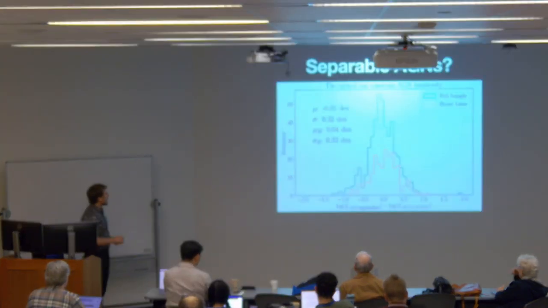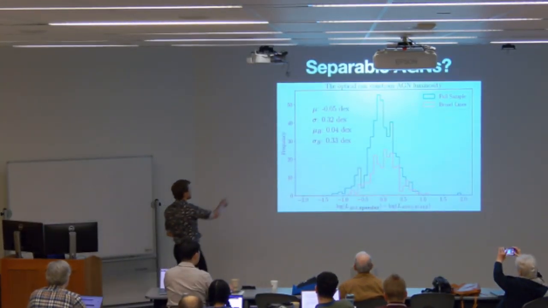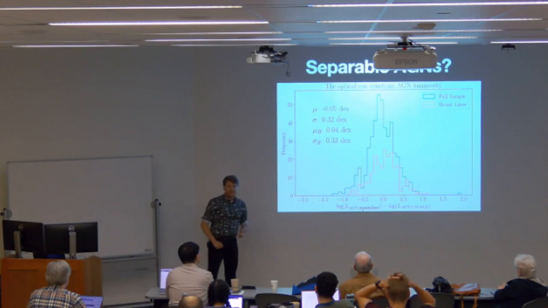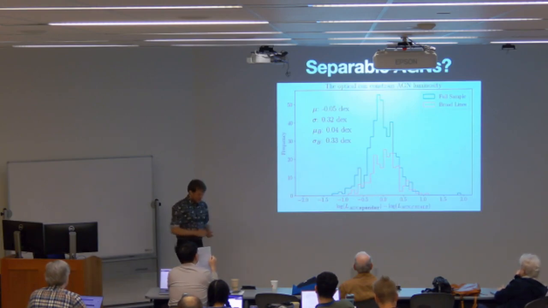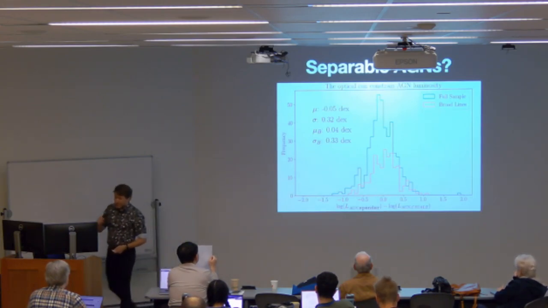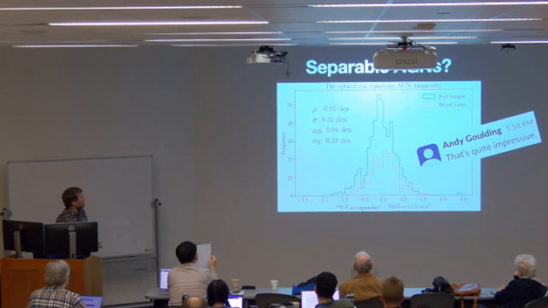This is the result. And the main thing I want you to just see is this number here, the scatter, 0.32 dex. And so we don't quite beat Andy's goal for us, which is 0.3 dex, but we're very, very close, which earned us a coveted. That's quite impressive from Andy.